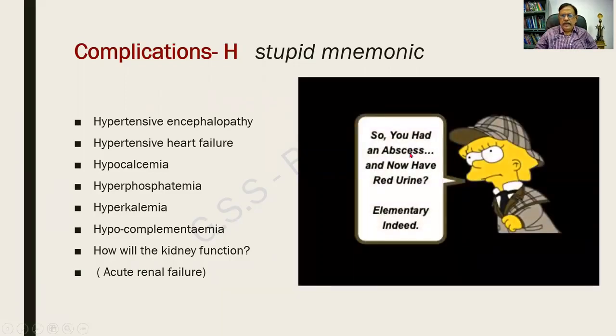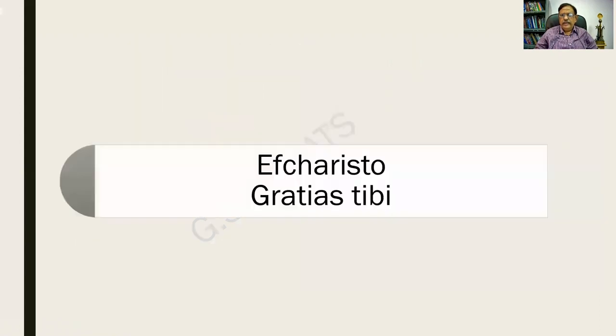So you had an abscess and now the urine is red. What is your finding? It is a post-streptococcal glomerulonephritis.